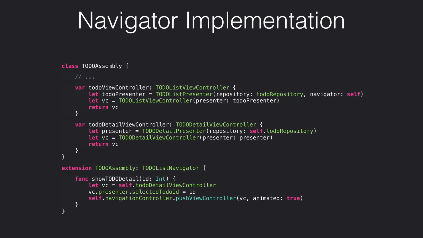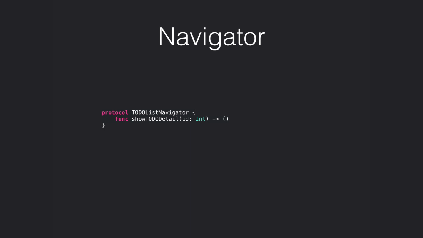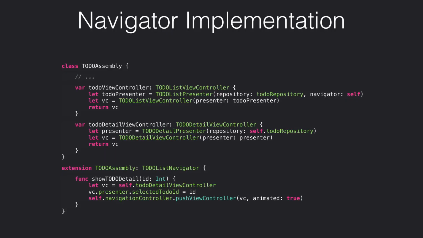So in this extension of a to-do assembly, we are implementing to-do list navigator, which is this simple interface. And what it does, it basically gets a view controller, which is to-do detail view controller, which is constructed by the assembly itself. It just gives it ID, and it pushes it on a navigation stack. Also, one thing to remember that the navigation controller is a part of an assembly. And in this case, we are basically propagating navigation controller from your root to other assemblies.